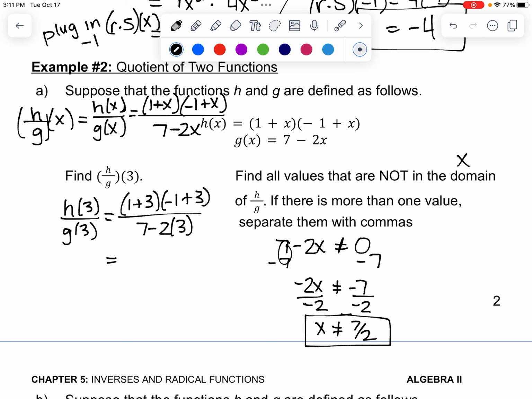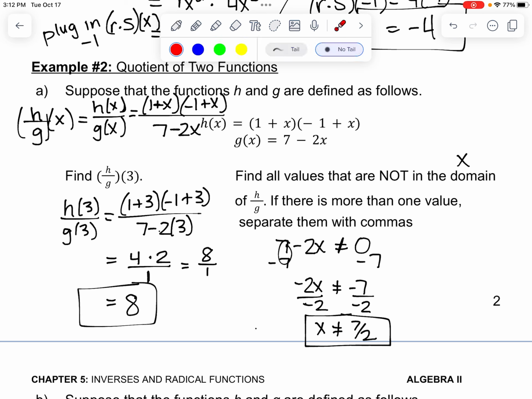So on the top, 1 plus 3 is 4. 3 plus negative 1 is going to be a 2. 2 times 3 is 6 on the bottom, so 7 minus 6 is a 1. 8 divided by 1 is just an 8. So h divided by g of 3 is an 8. And then the domain value, again, is it cannot equal 7/2.